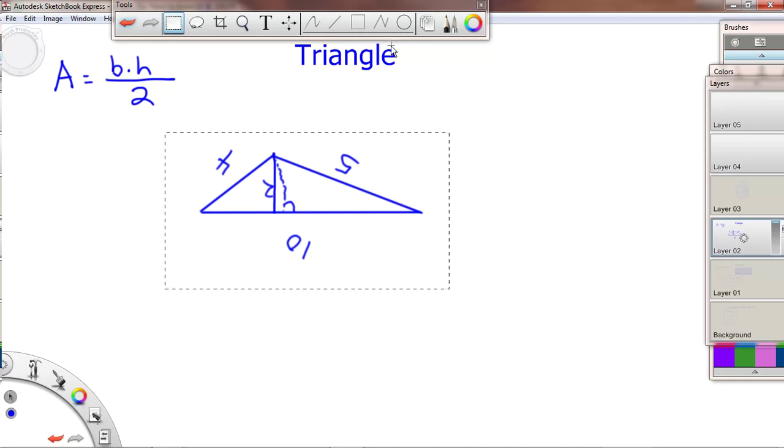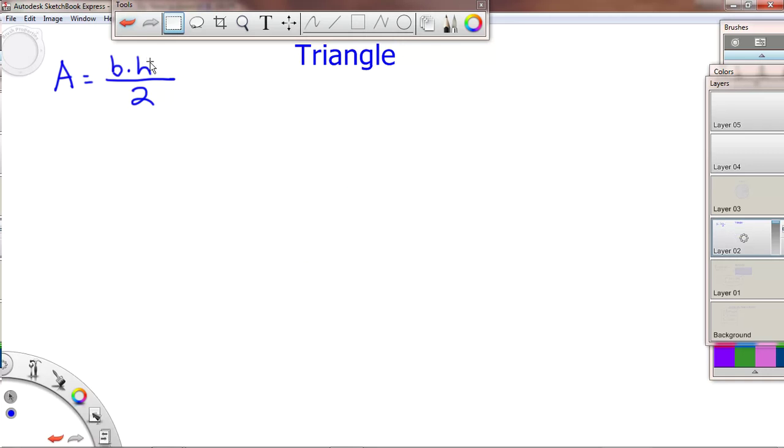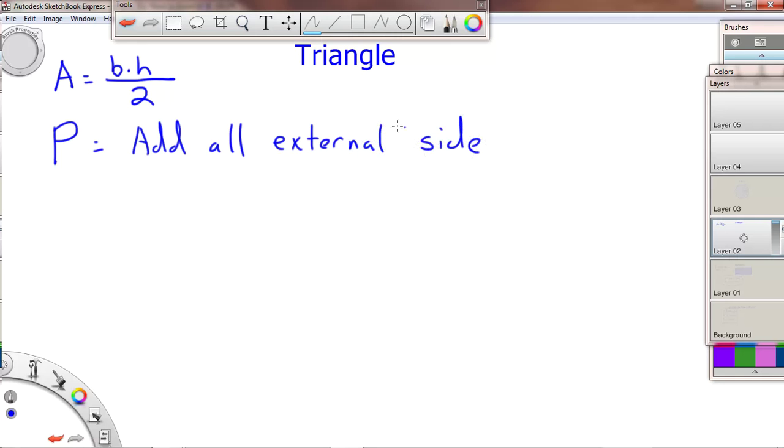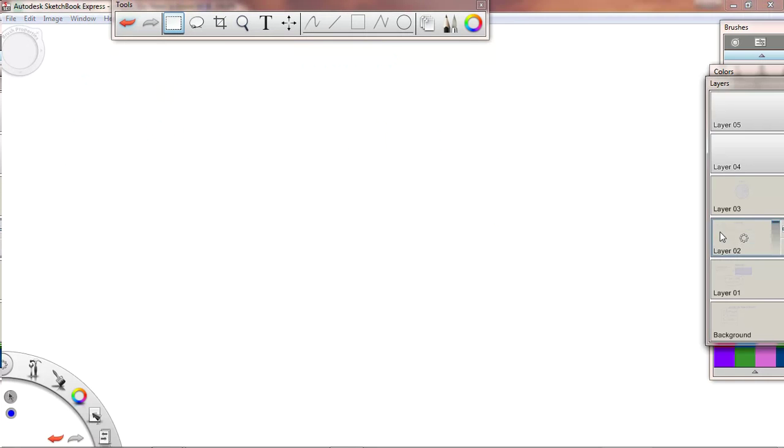Okay, so to recap, for triangles, to find the perimeter, add all the sides together. I'll even write that down. To find the perimeter, add all external sides. I just want you to know that when you see a dotted line inside the triangle, that's not part of the perimeter. So just add the solid lines that are on the outside of the triangle. Okay, this is starting to take longer than I thought, so let's move on.